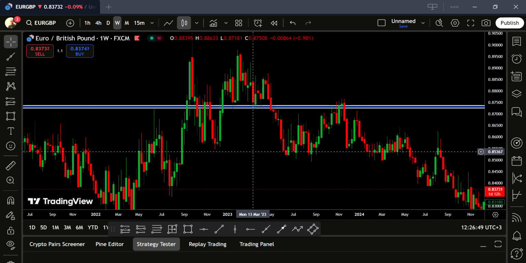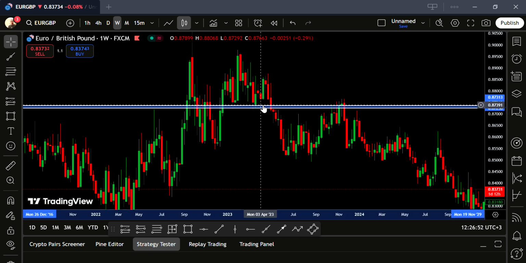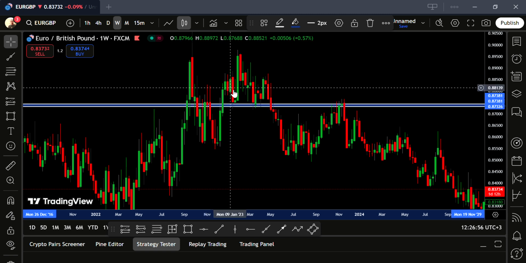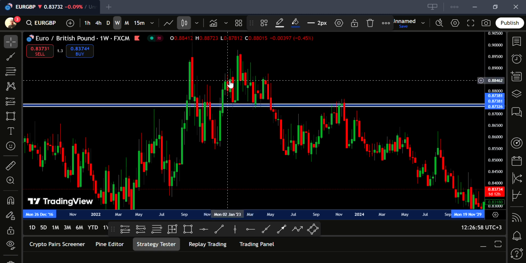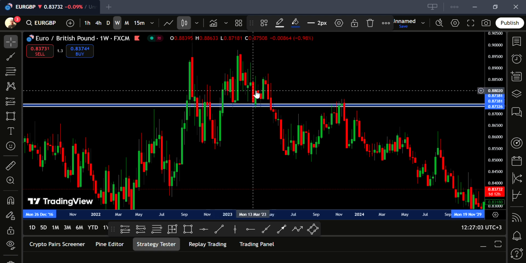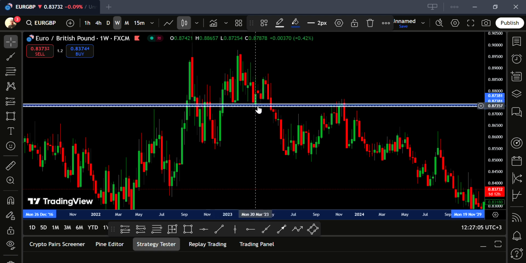So if you wanted to trade this as your support, you would have. Why? Because price came, let me adjust it very well here. Price came, broke out, retested and went up, breaking this structure. So this becomes your support.